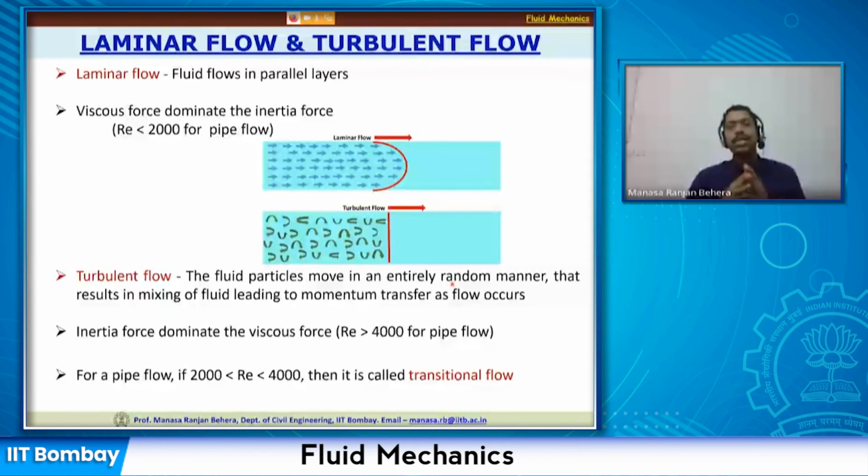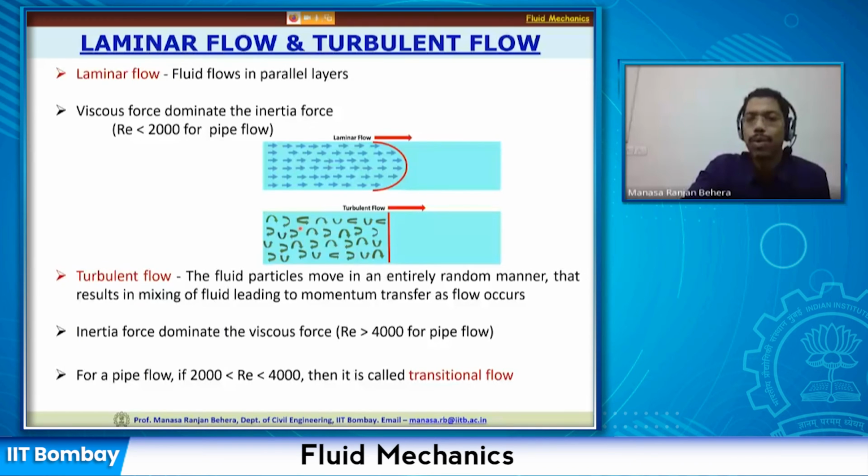Now the next classification is laminar and turbulent flow. It is very simple to understand. If the fluid flows in parallel layers, and there is not much disturbance within the flow, then we call it laminar flow. And if there is a lot of disturbance, and the fluid particles move in an abrupt, random manner while flowing, then we call it turbulent flow.